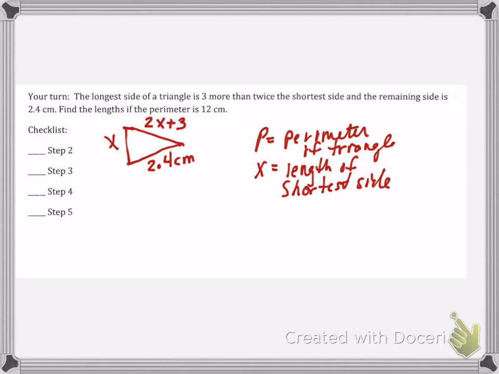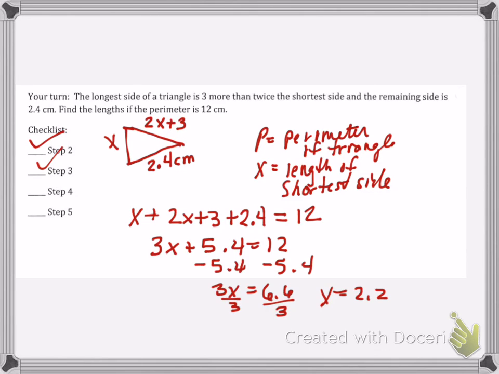Now when we find the perimeter, we add up all the sides. So you're adding up x, 2x plus 3, and 2.4, and that should equal the perimeter, which we've been told is 12 centimeters. So at this point, you've got your setup and your equation. Now you just need to solve your equation. Go ahead and do that and put your answer in on Edpuzzle.